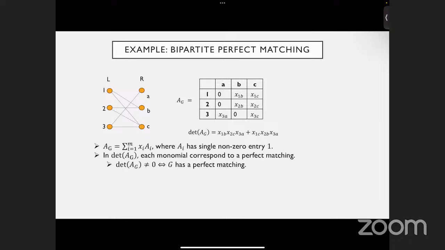Now, if we separate the variables of symbolic matrix AZ, then this matrix coefficients has only a single non-zero entry. That implies that these matrix coefficients have rank 1. And since there is a one-to-one correspondence between the monomials of this polynomial and the perfect matchings, a bipartite graph has a perfect matching if and only if the determinant of this symbolic matrix is non-zero.